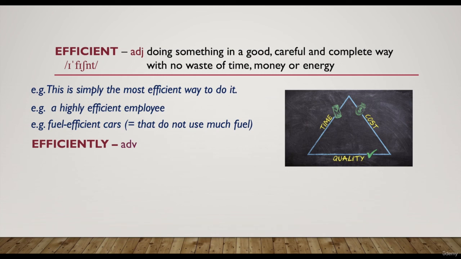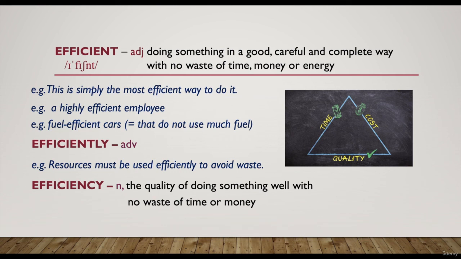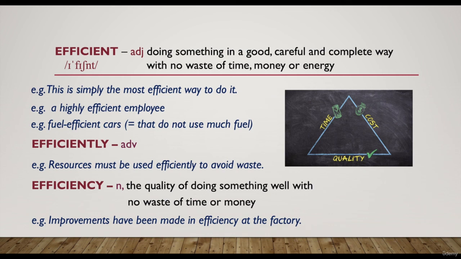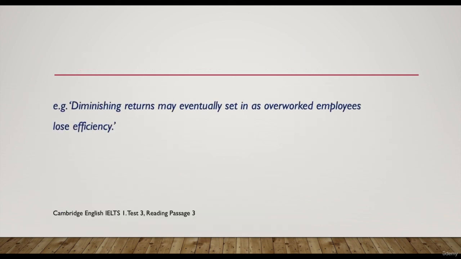Efficiently is the adverb form. Efficiently. For example, resources must be used efficiently to avoid waste. This means that resources must be used carefully in order not to spend a lot of money on them. Efficiency is the noun form, and it's the quality of doing something well with no waste of time or money. For instance, improvements have been made in efficiency at the factory. According to this sentence, there have been some improvements at the factory, so now it works using less time, less money, and less energy.